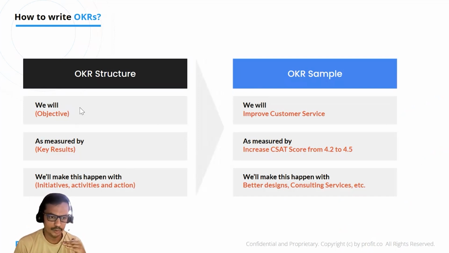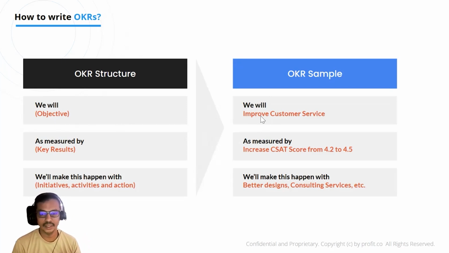So we discussed this. What is an objective? An objective is a qualitative statement which articulates what you want to accomplish. Here in this example, I have taken a sample where your objective is to improve your customer service, which is absolutely a qualitative statement, and it is an inspiring statement focusing on one main goal, which is to improve customer service. Now, how do you measure the success of this particular objective?